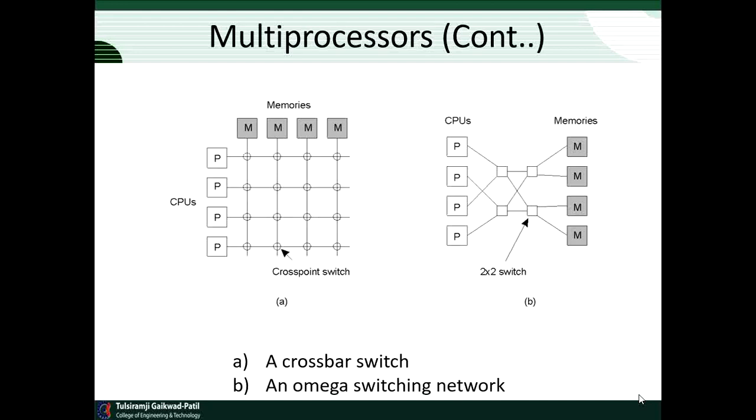Then we will see the concept of multiprocessor again. Here there are two concepts, the crossbar switch concept and the omega switching network. So in figure A, there are the corresponding switches which are connected to the processors and to the memories also. Here P is nothing but the processor or CPU, and all the processes are connected to the memories which are connected to a cross point with all the processes.